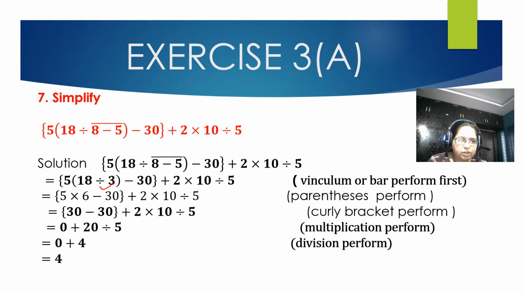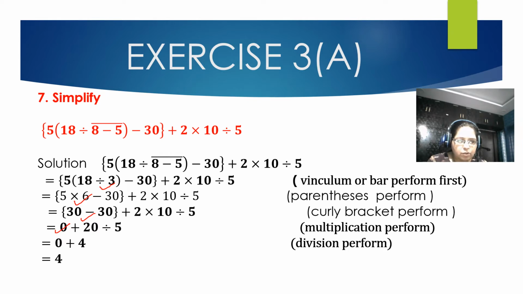So first the parenthesis operation is performed. 18 divided by 3 is 6. So 5 multiplied by 6 minus 30, that is inside the curly bracket. After the curly bracket operation, 5 multiplied by 6 is 30, and 30 minus 30 is 0. Then the curly bracket operation is done. Then plus 2 multiplied by 10 divided by 5.